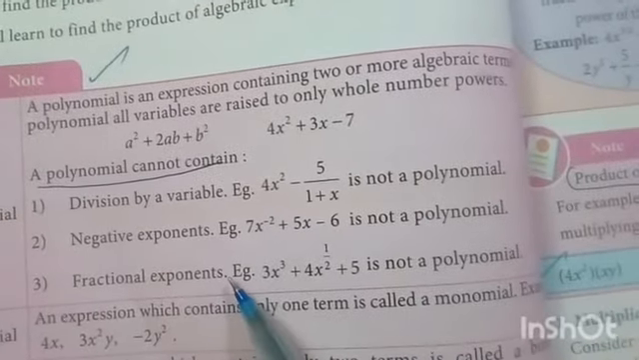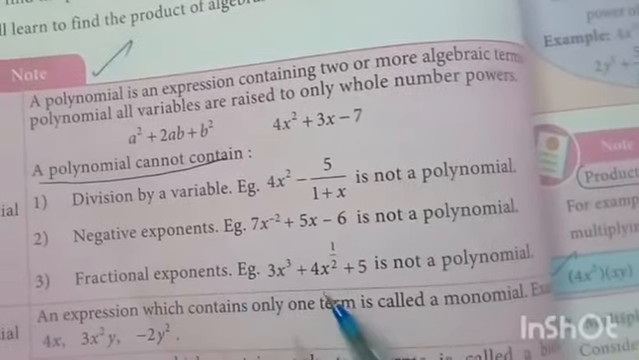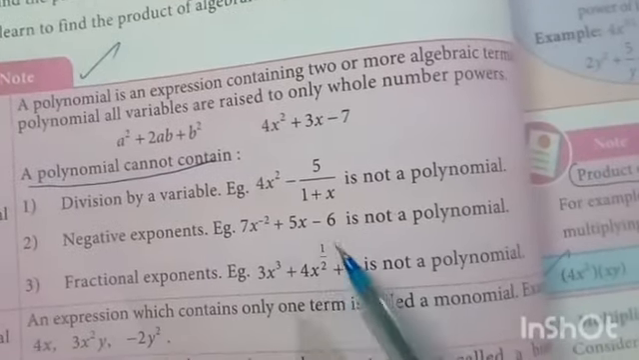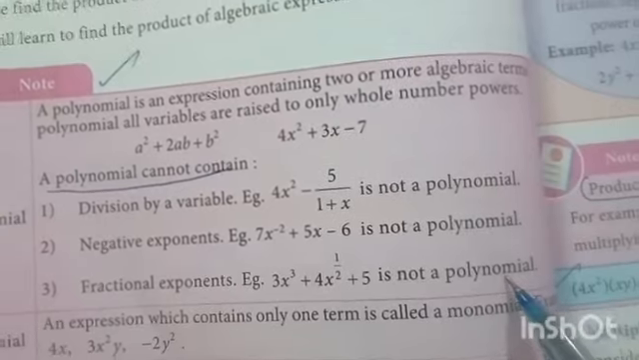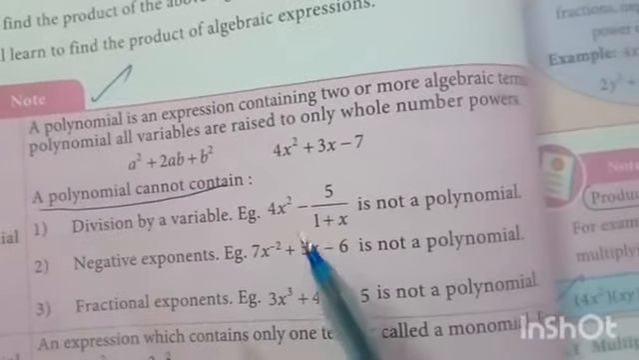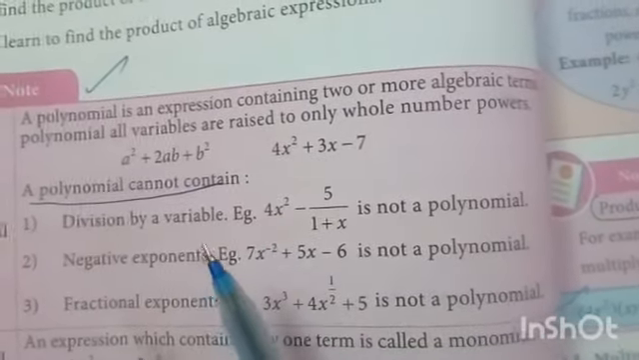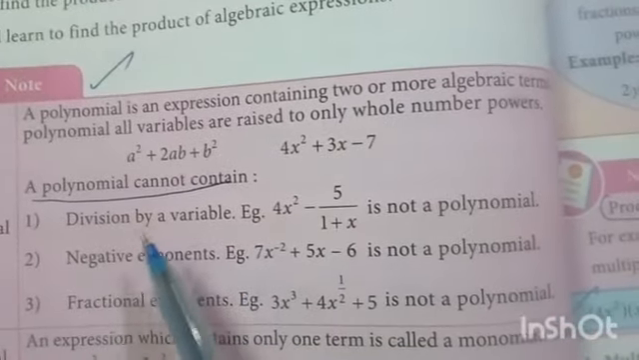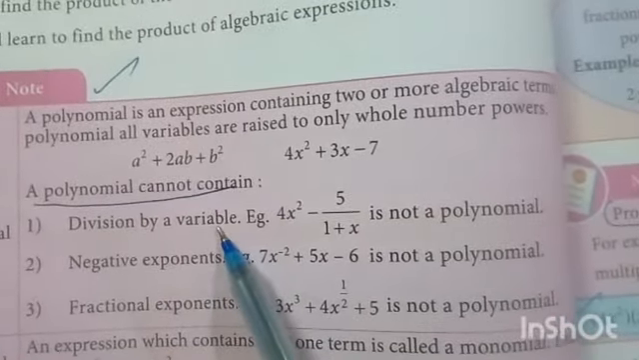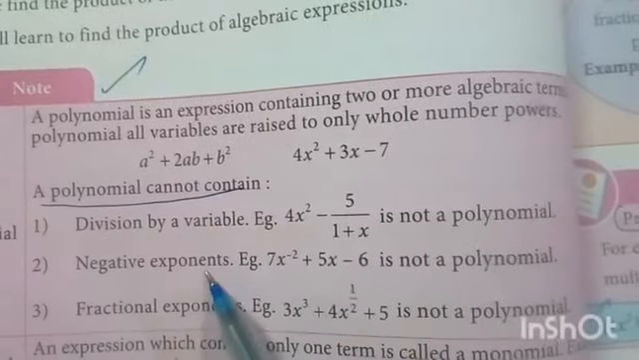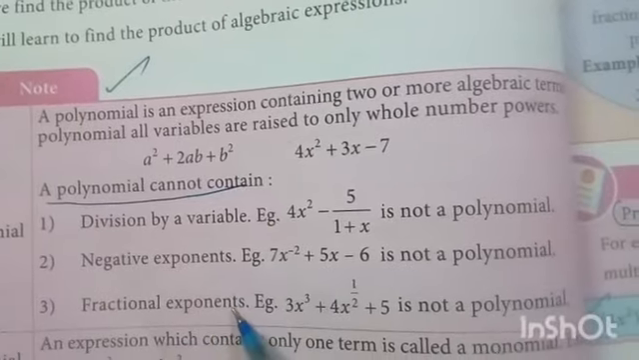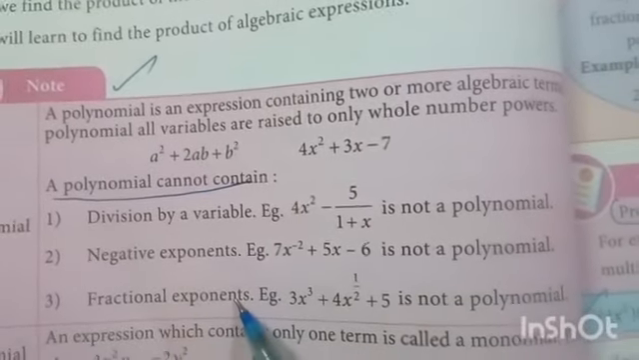Fractional exponents are also not a polynomial. For example, 3x³ + 4x^(1/2) + 5 is not a polynomial. So how do you check whether the given expression is a polynomial or not? We have to check: if there is division by a variable, it is not a polynomial. If negative exponents are there, that is not a polynomial. And if fractional exponents are there, that is also not a polynomial.